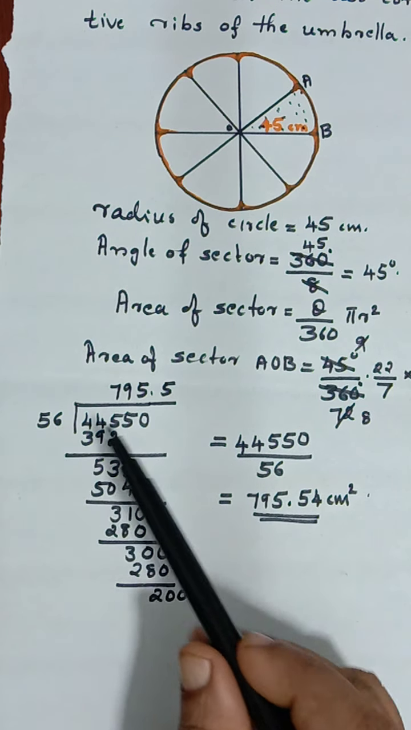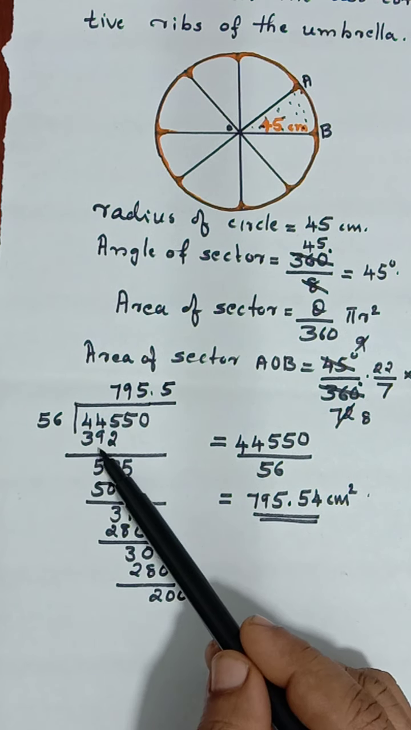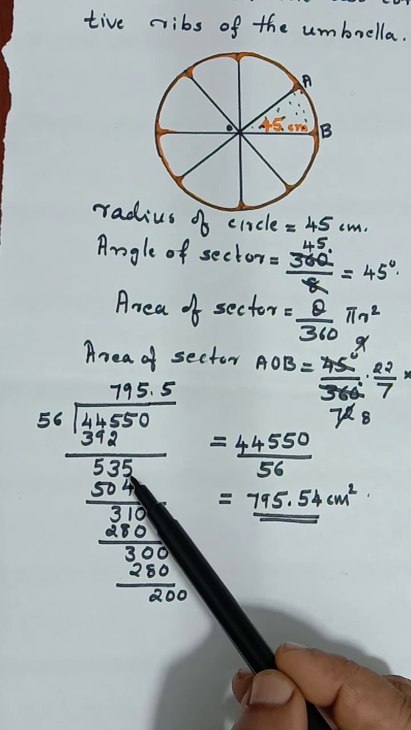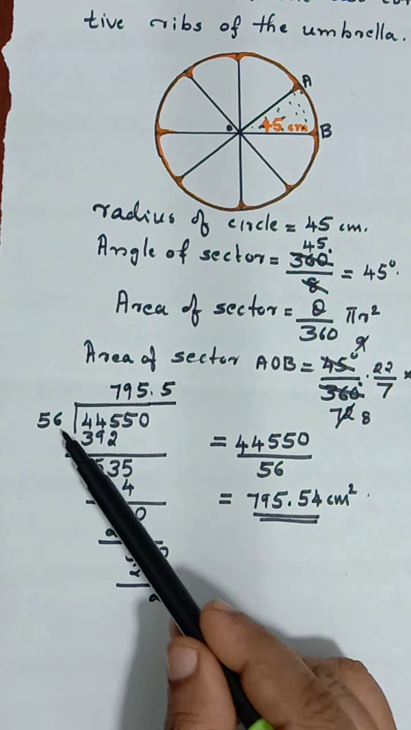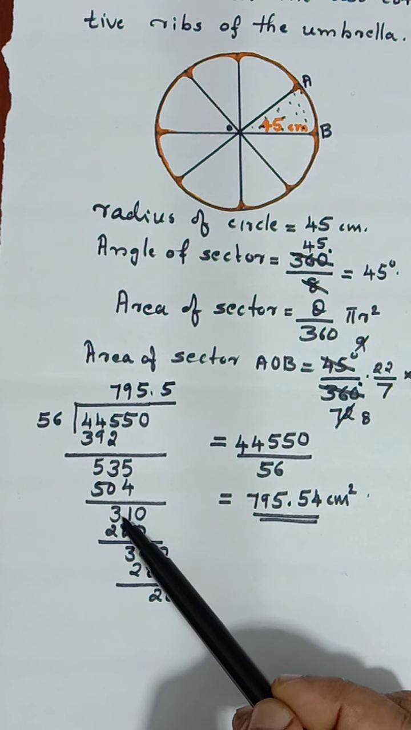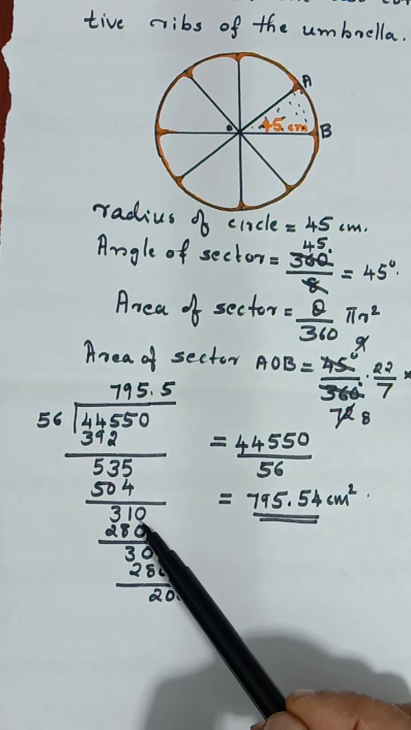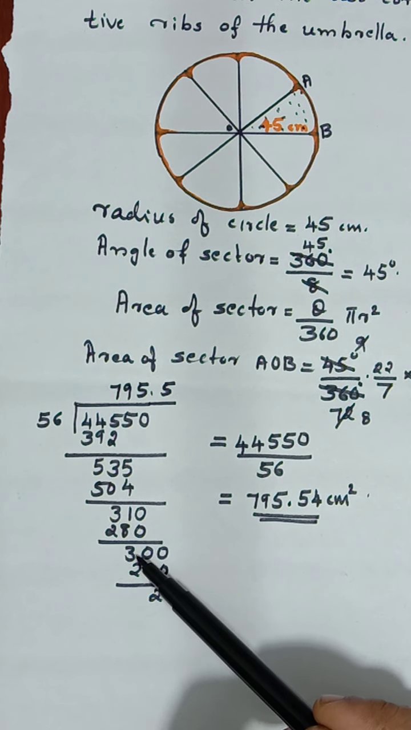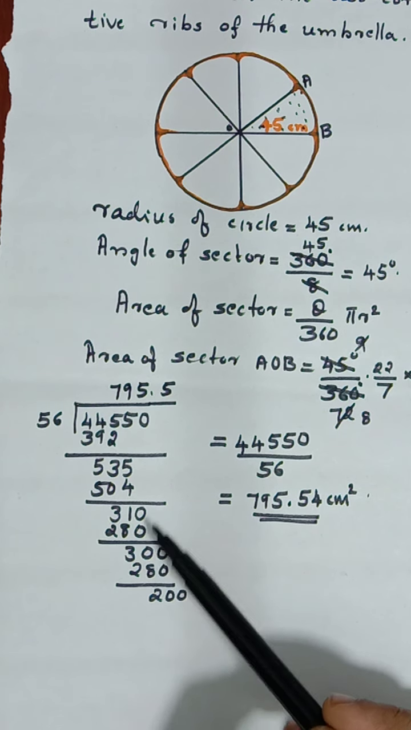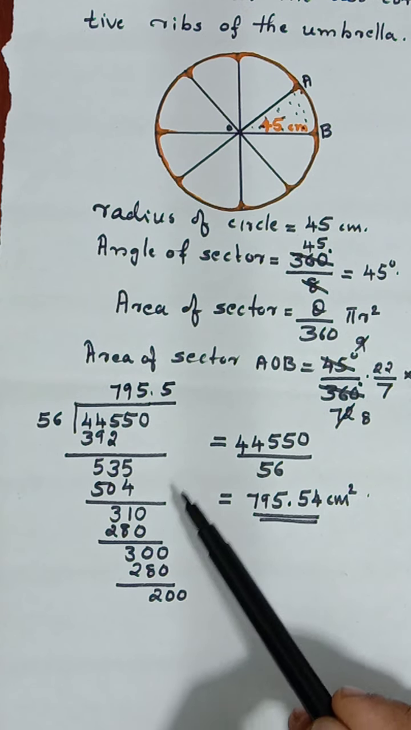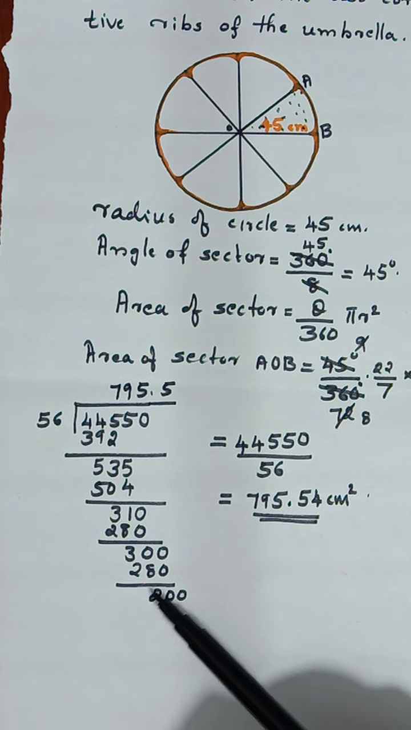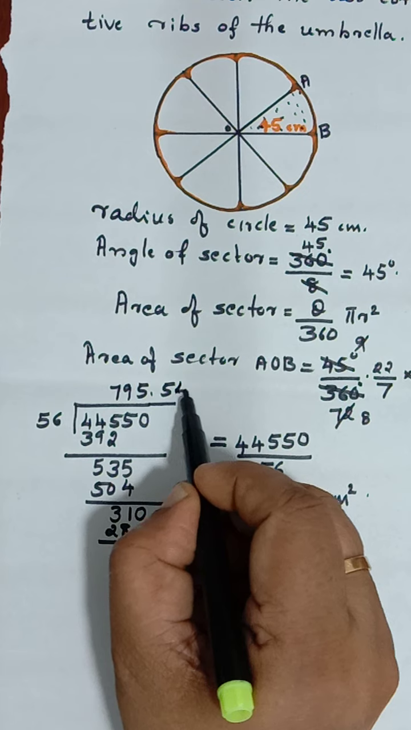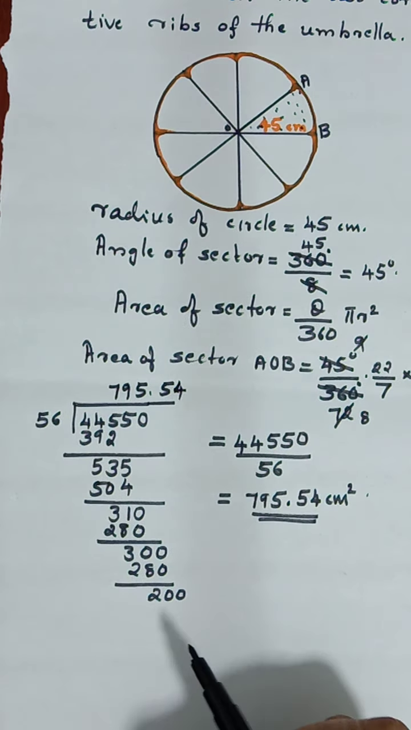44,550 divided by 56, 7 times. 7 times 56 is 392. Then you subtract, you are getting 5, 3 here. 5 comes down. 9 times 56 is 504. Subtract, getting 31. Bring 0 down. So 5 times 56 is 280. Subtract, you are getting 30. Give the decimal and give zeros. So it will be 5 times, 5 into 56 is 280. You can stop there, or you can have one more decimal number, that is 4 times it will be. Just multiply and get the answer.